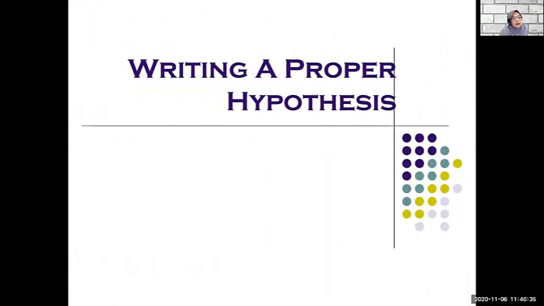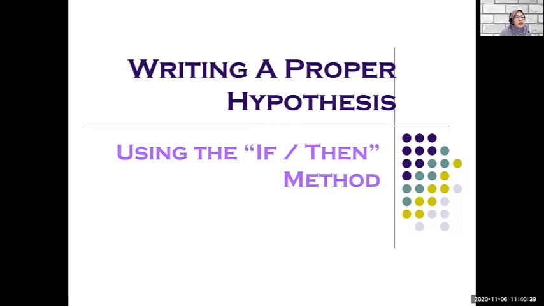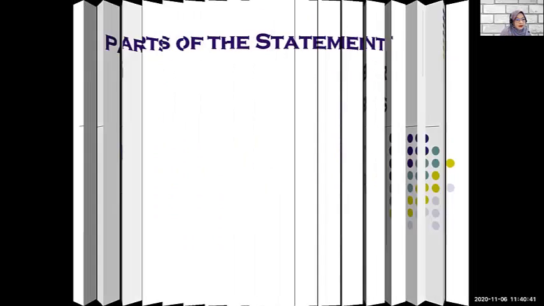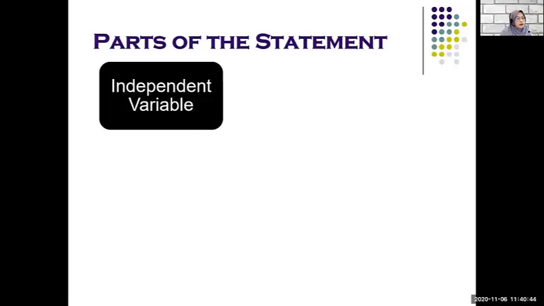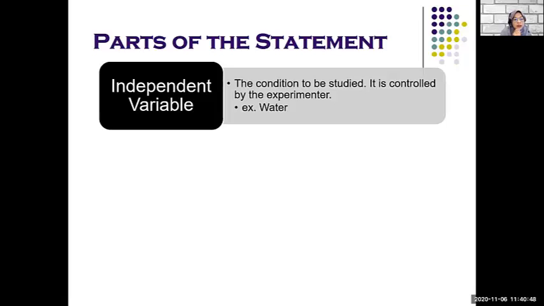So how to write a proper hypothesis? Let us use the if-then method. So we have independent variables. There is the condition to be studied. It is controlled by the experimenter.